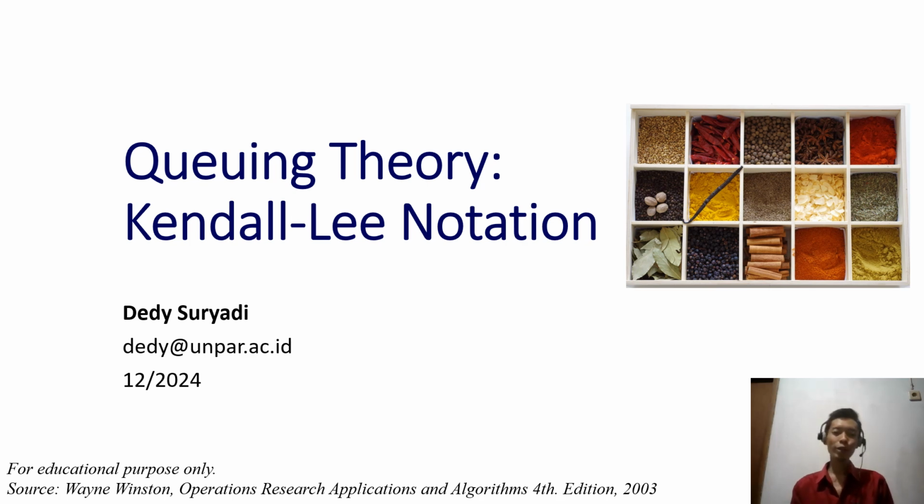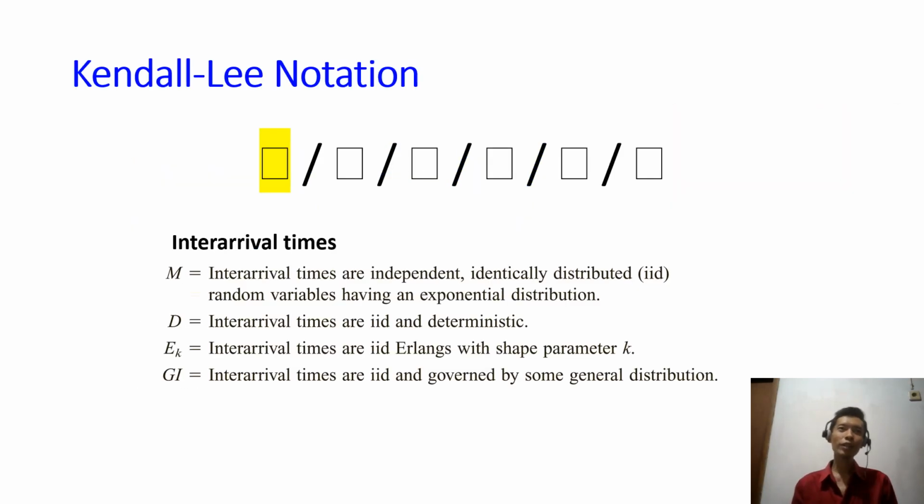To describe a queuing system, there is a standard notation that is called the Kendall-Lee notation. So we're going to look at this notation. The Kendall-Lee notation consists of 6 parts that describe 6 characteristics of a queuing system. The first part is used to describe the inter-arrival times of the queuing system. So suppose we say that the inter-arrival times follow exponential distribution. Then in the first space here, we just write down the letter M.